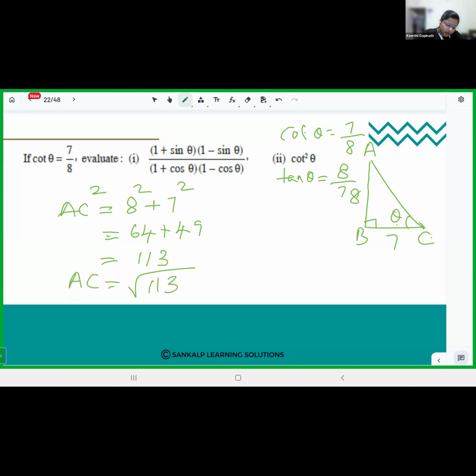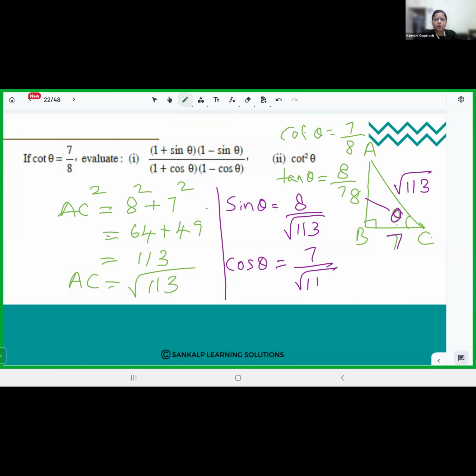Now from this, can you find out sine theta and cos theta? Sine theta and cos theta can be found out, right? Sine theta is equal to, what was the opposite side of theta? Opposite side is 8, right? 8 by, what is the hypotenuse? Now we obtained it as root 113, isn't it? So it will become 8 by root of 113. Now what is cos theta? Cos theta is nothing but adjacent side by hypotenuse. So this will be 7 by root 113. So you have obtained the values for sine theta and cos theta.